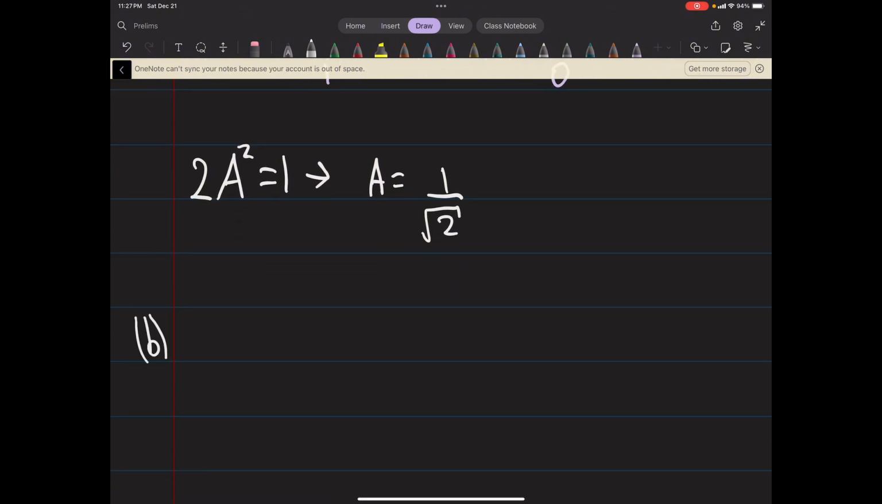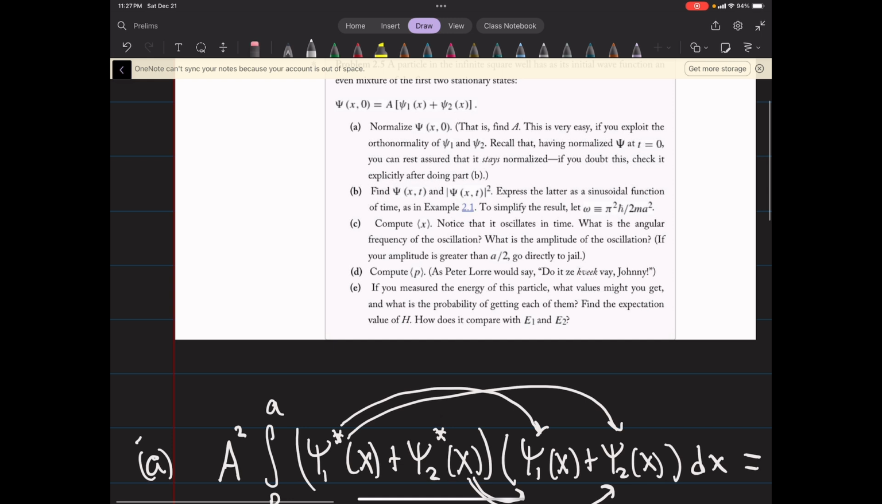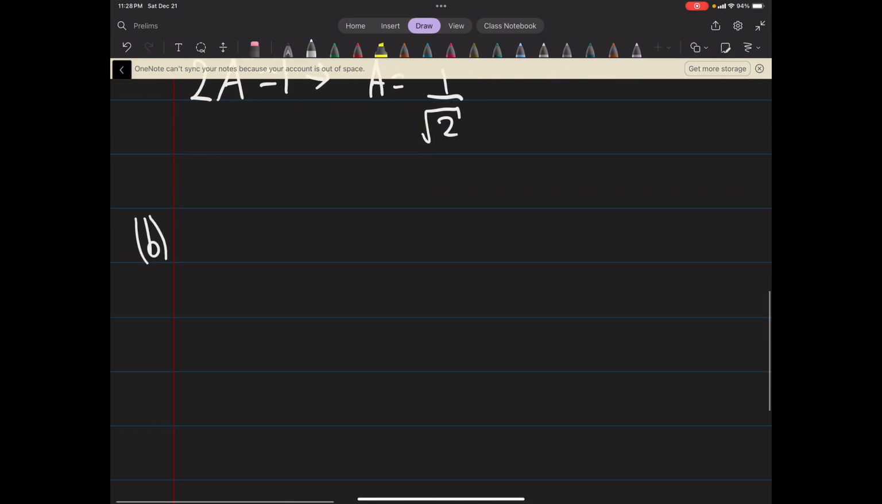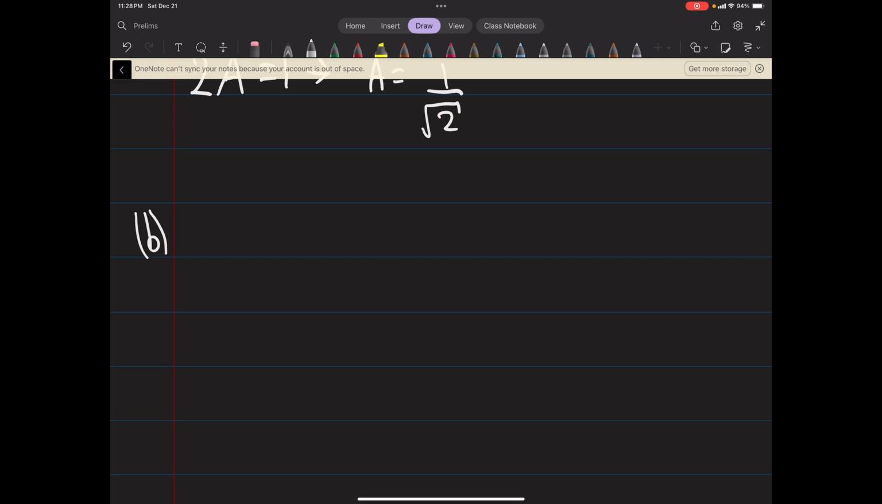Let's move on to part B. Let's remind ourselves what part B is asking for. Find our total wave function and the modulus squared. It gives us a hint to let omega equal pi squared h bar over 2ma squared. And it says express the latter as a sinusoidal function of time, as in example 2.1. So that would be a good one to look at if this one's a little tricky for you, but let's go ahead and work through this.